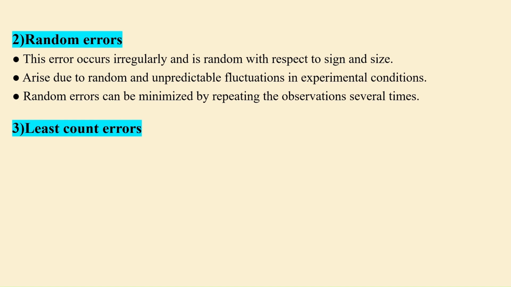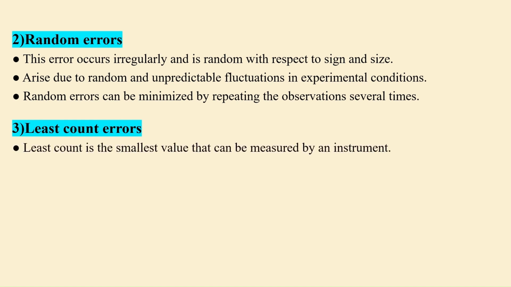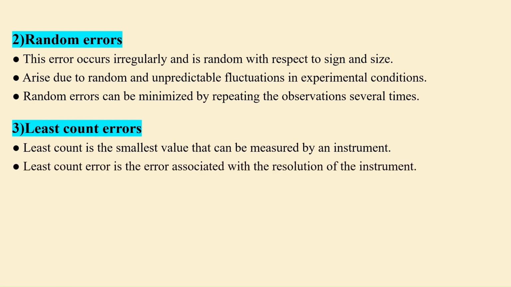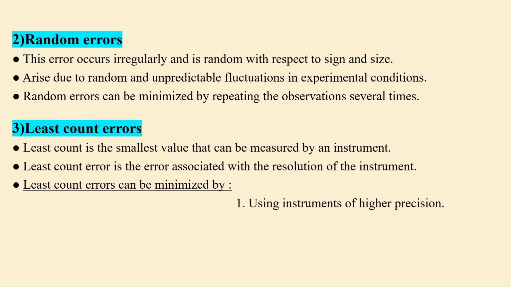3. Least count errors. Least count is the smallest value that can be measured by an instrument. Least count error is the error associated with the resolution of the instrument. Least count errors can be minimized by: 1. Using instruments of higher precision. 2. Improving experimental techniques.